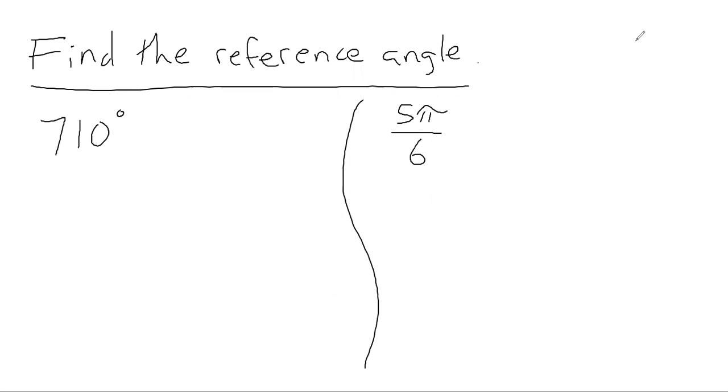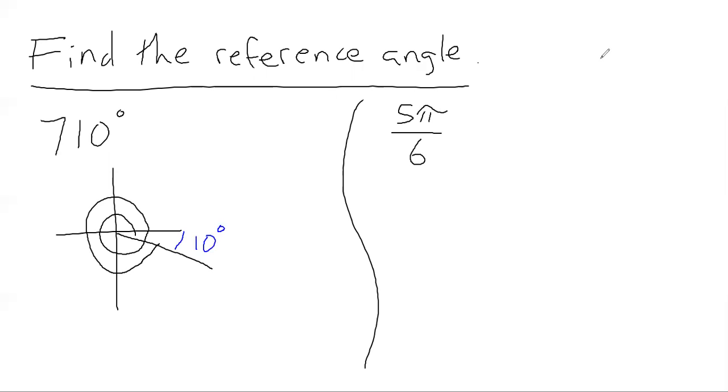A 710-degree angle. Now 710 is just shy of 2 full revolutions. So if I go around once, that's 360, go around almost twice, that would be 710 degrees. But I know that 720 degrees is 2 full revolutions. So if I look at the difference between those, this angle that's left over is just 10 degrees. So my reference angle is 10 degrees.